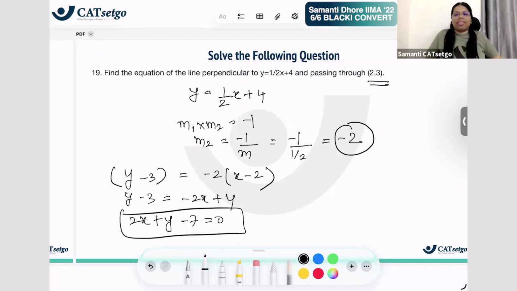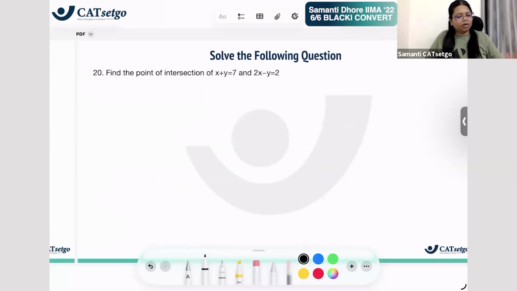Fair? Yes or no? Thumbs ups again. Because the lines are perpendicular, we found this and then yes, very good.